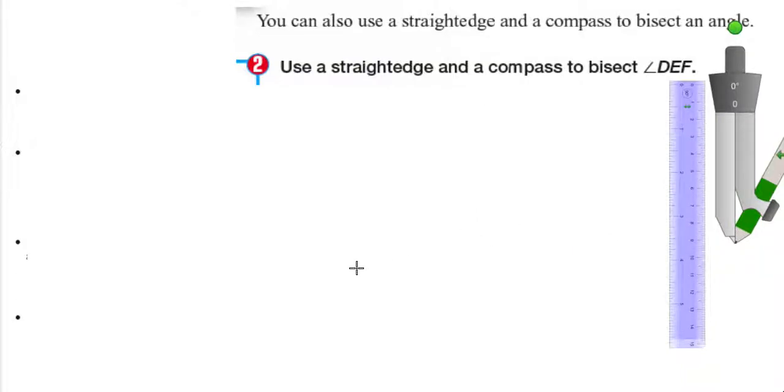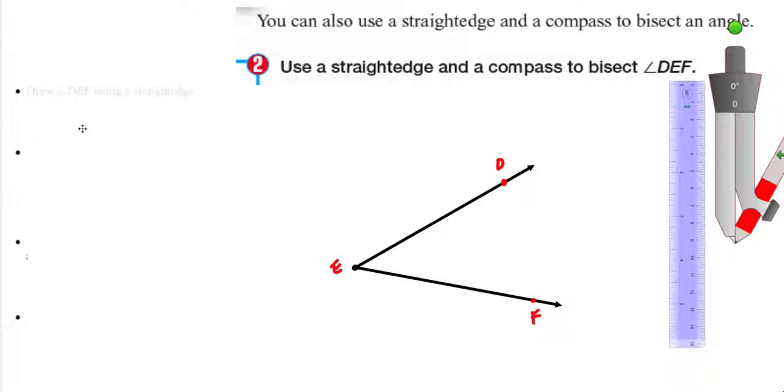So let's say I have an angle, this angle right here, and this is angle DEF. I'm going to put a point there. That is D, that is E, and this is F. This is now angle DEF. So that's the first thing we need to do: draw angle DEF using a straight edge. We've done that, easy enough.